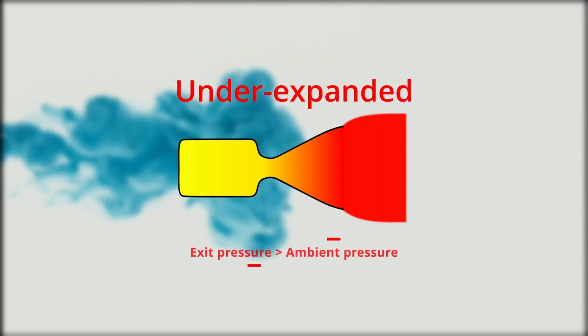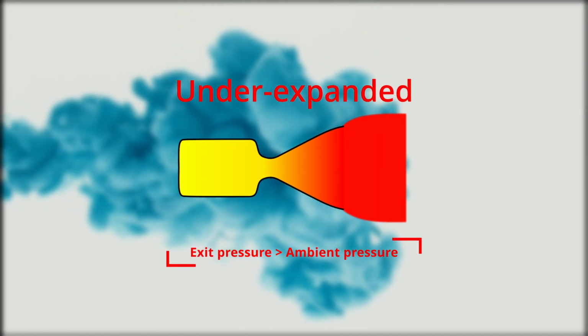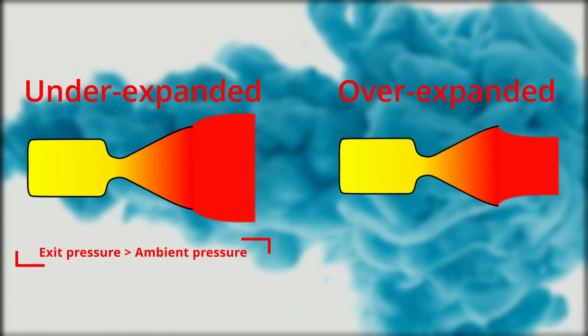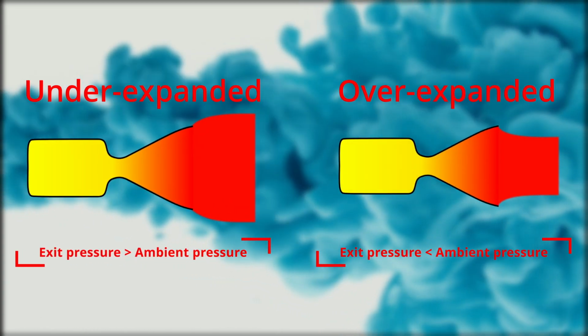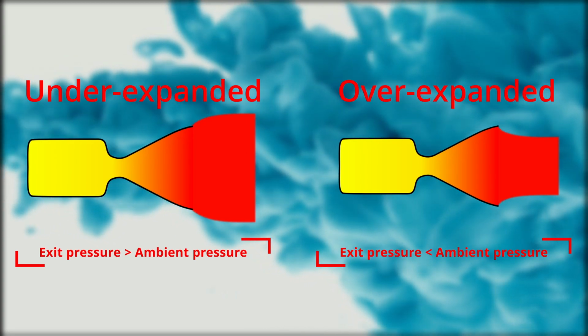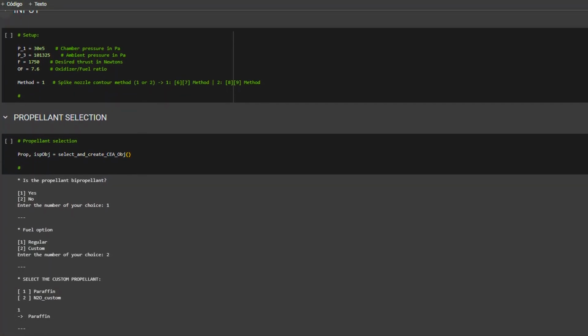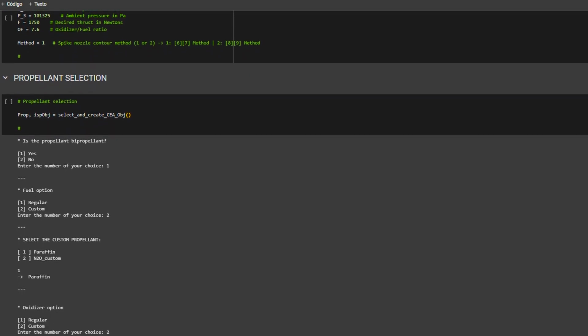An underexpanded nozzle with a too small exit area fails to achieve this, leading to incomplete expansion within the nozzle itself. On the other hand, an overexpanded nozzle with a too large exit area causes the gas to exit at lower pressure, impacting performance.